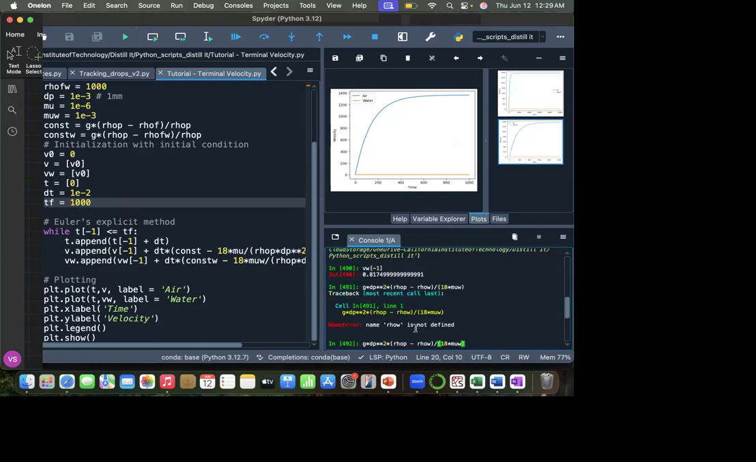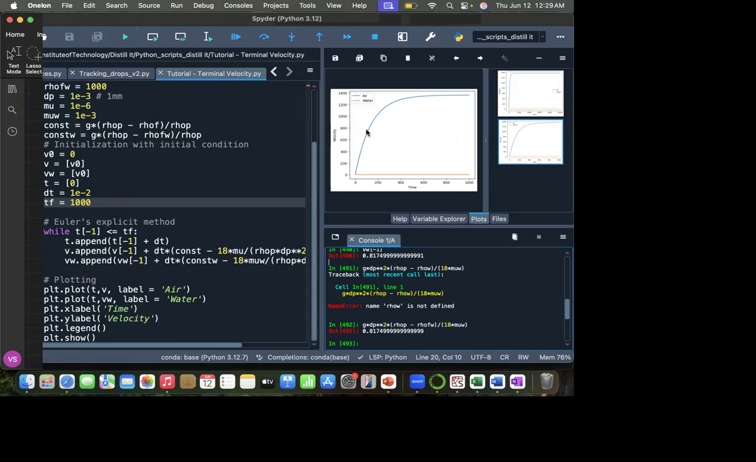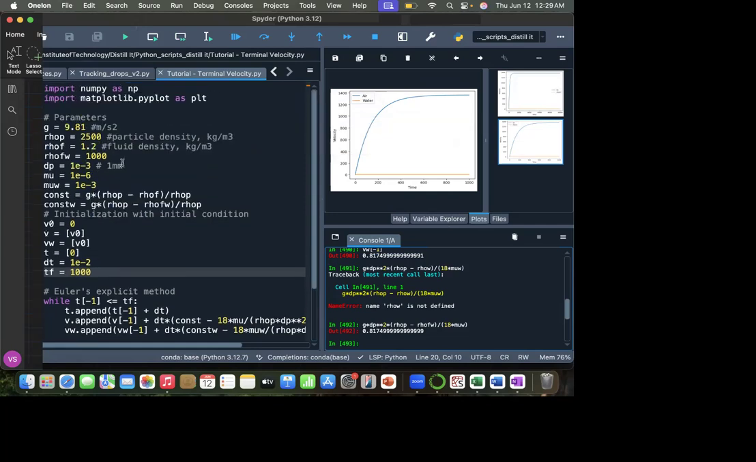Okay, sorry, rho f water. Yeah, so that's 0.817499. So we are approaching the same terminal velocity. So as you see, the terminal velocity drastically changes when you use water in place of air, right? There's a drastic change.